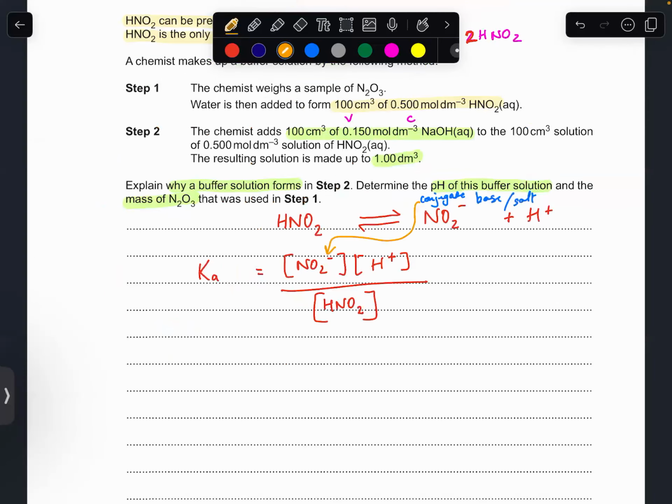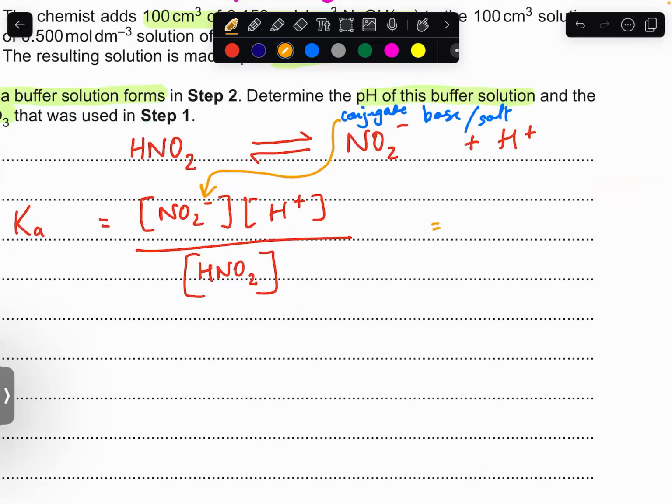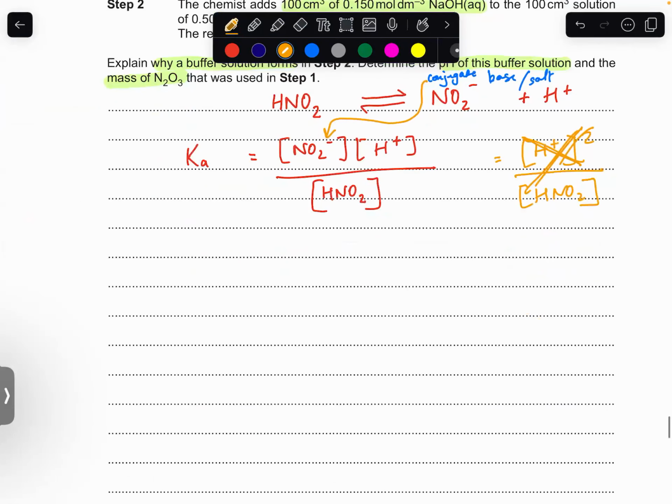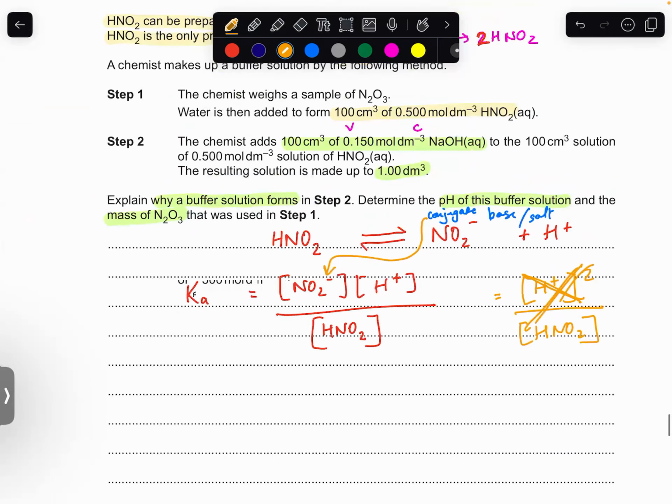And for this reason, when we're dealing with the Ka expression, it does not equal H plus squared. You know, we use this for weak acids. No, no, no. So we've got this. This is going to be our base foundation. Now let's do the calculations.